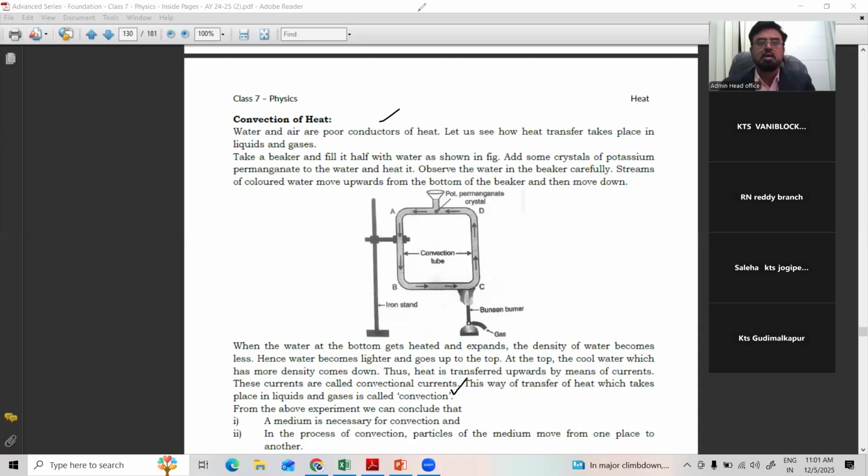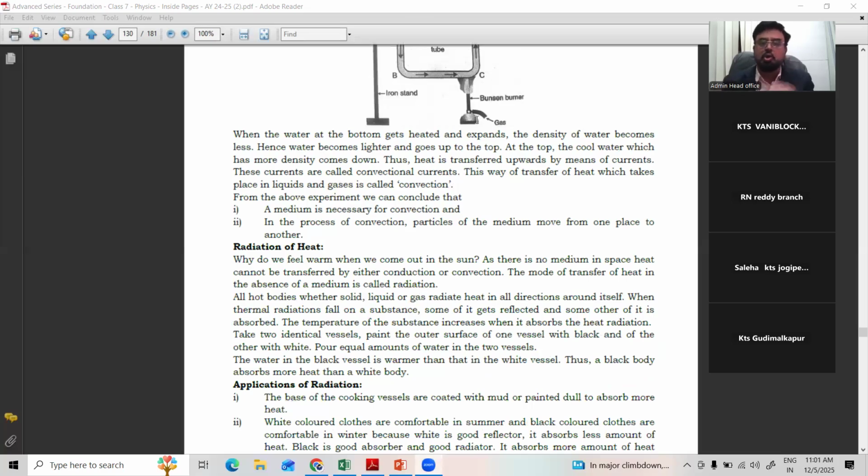Just as I told you, the hot water from the bottom goes up and the cold water goes down. Sorry, hot water will come up and cold water go down. And finally, the total process completes, making all the particles become hot. Such a method of transmission of heat in both liquids and gases due to actual movement of particles is called convection. Right? Some examples are given here.